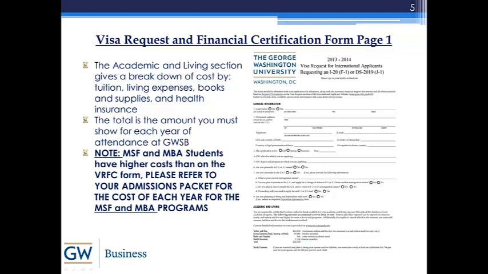The bottom of the page states the cost for all programs except for the Masters of Science in Finance and MBA programs. If you are in either one of these programs, you will receive an adjusted cost of attendance amount from your program advisor. This amount is included with your admissions packet received from each program. Once again, if you are in the MSF or MBA program, your cost of attendance is higher, and thus you need to indicate the amount for the MSF or MBA program on page 2.